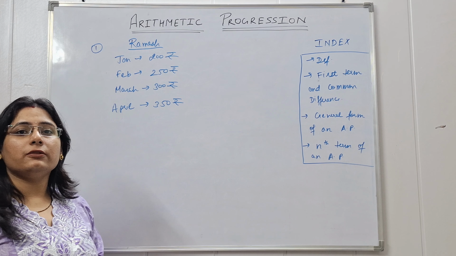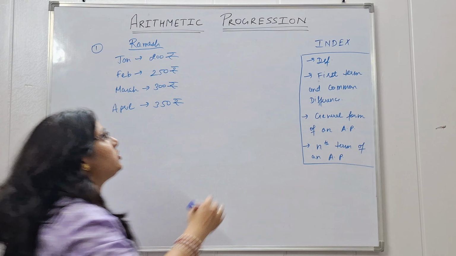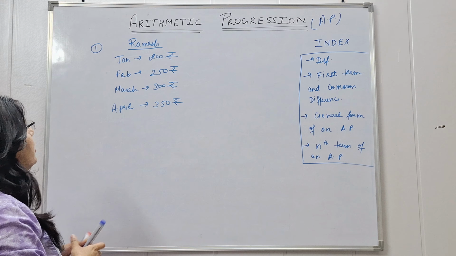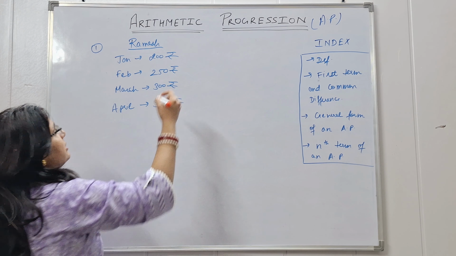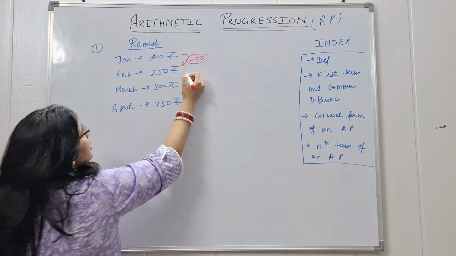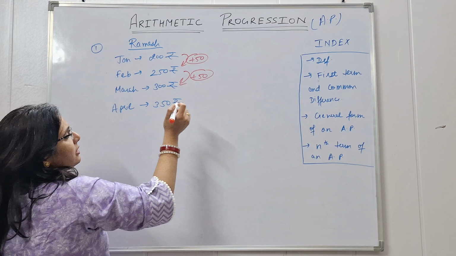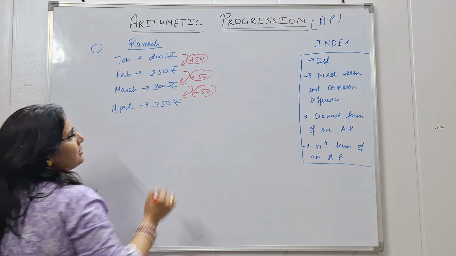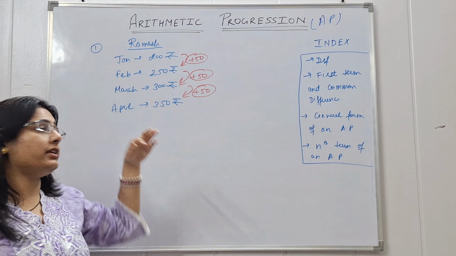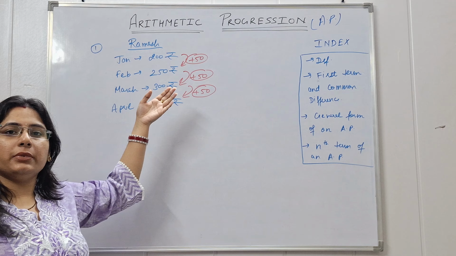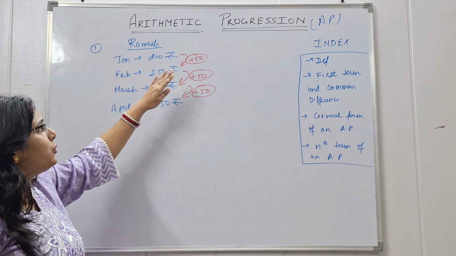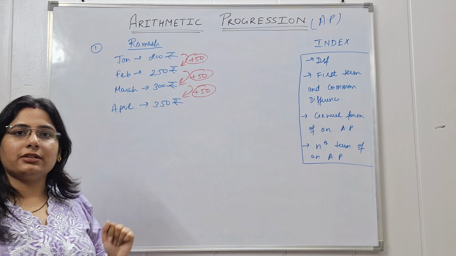Now, this saving is in the form of AP. That is arithmetic progression. Arithmetic progression in short form is called AP. Now, how is this an AP? See, the first month saving was 200. Then, it's plus 50. That is we obtained rupees 250. Again, plus 50. He saved rupees 300. Then again plus 50. He saved rupees 350. So, this is an AP when we add a fixed quantity to the preceding number. Like, in this 200 plus 50, 250. 250 plus 50, 300. 300 plus 50, 350. So, this is an AP.